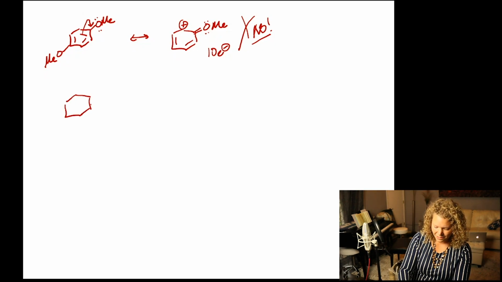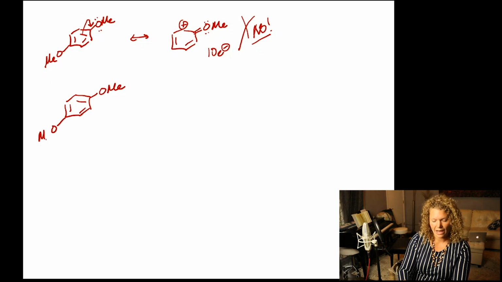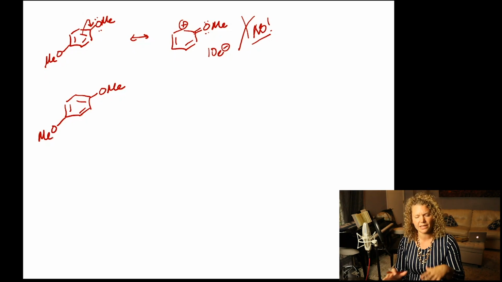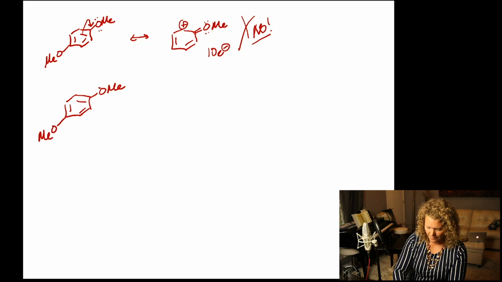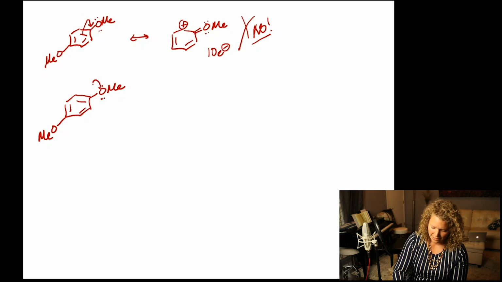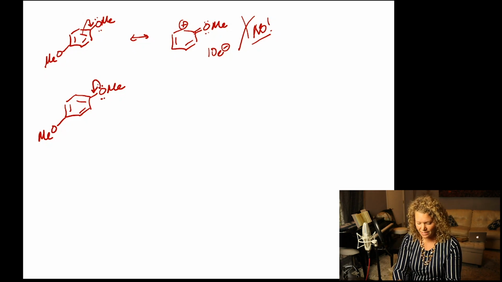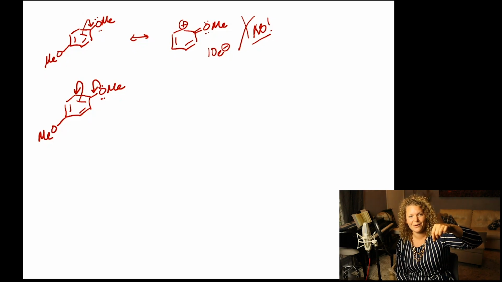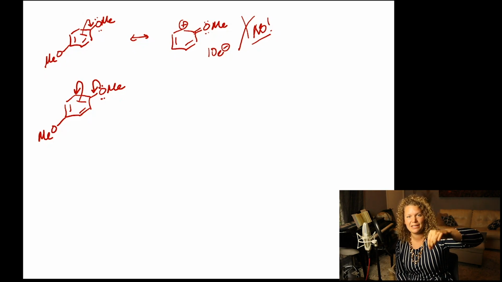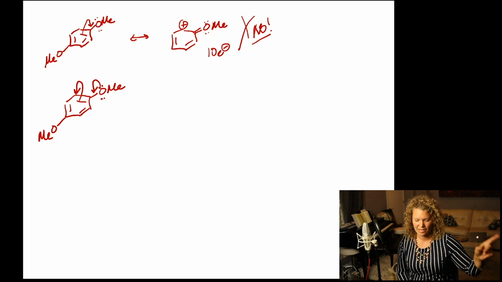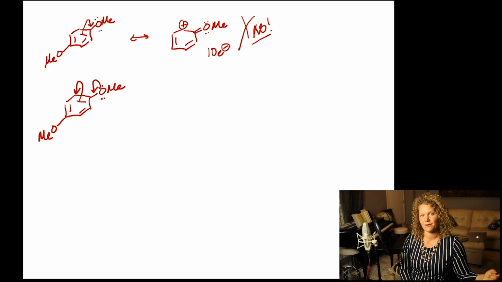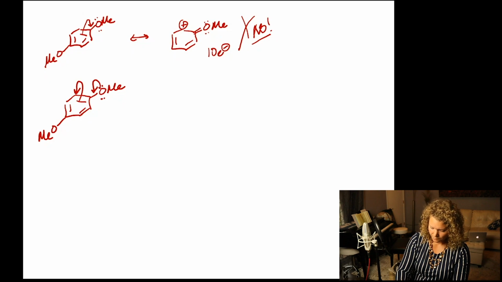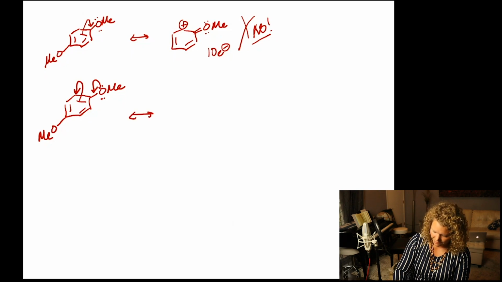Well, we can't pull electron density out of this aromatic ring. So what can we do? Well, we can try to push electron density in. Let's see if we can get a good resonance structure that way. So here I've got my lone pair. I'm going to push it into the aromatic ring. Once you make one arrow, the carbon just picked up a new bond, so it has to lose something. So that's why I draw the second arrow. What do we have from here?